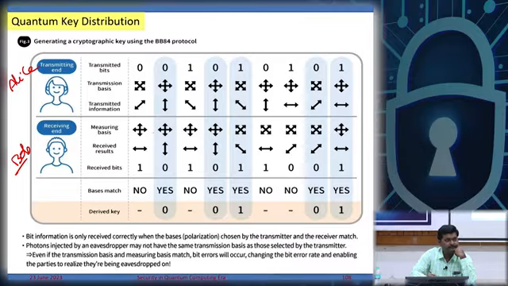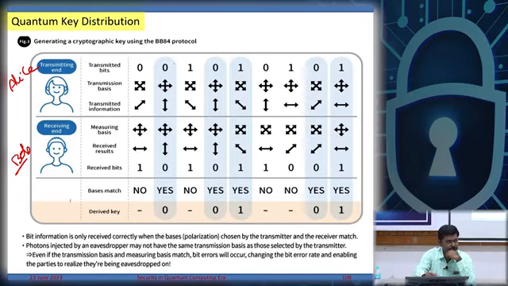What did Bob do? What basis has Bob used? Vertical or horizontal, that means the rectilinear basis. Obviously, will he be able to measure the same? No, because the basis is different. So he measured it as horizontal. What he got is 1. Don't come to this now.